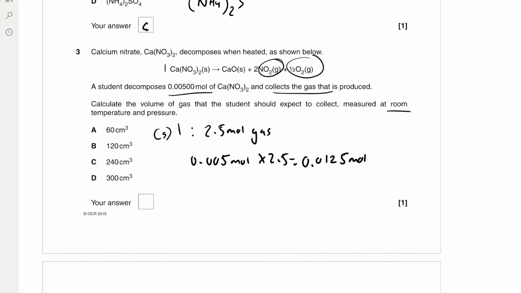We can use that to find the volume of gas at room temperature and pressure. That means we can use the molar gas volume, which is 24 dm cubed, or 24,000 centimeters cubed. So volume is equal to the gas volume times the number of moles. So volume is equal to 24,000 times 0.0125 moles, which gives us an answer of 300 centimeters cubed, which, if we look at our answers, is answer D.